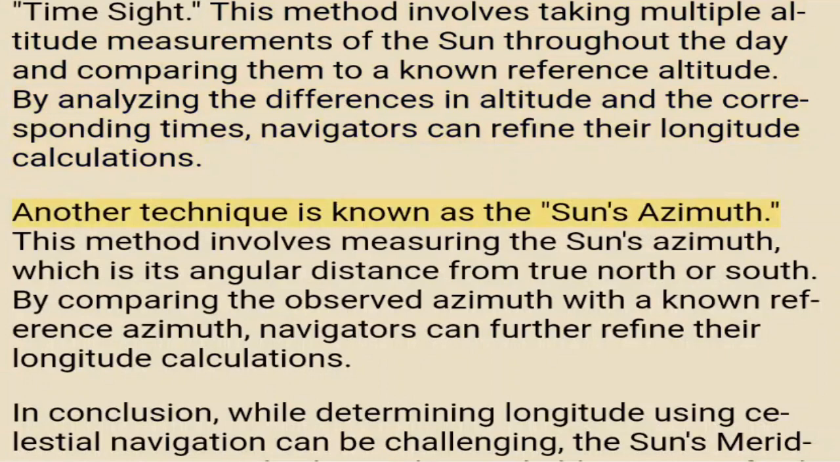Another technique is known as the sun's azimuth. This method involves measuring the sun's azimuth, which is its angular distance from true north or south.